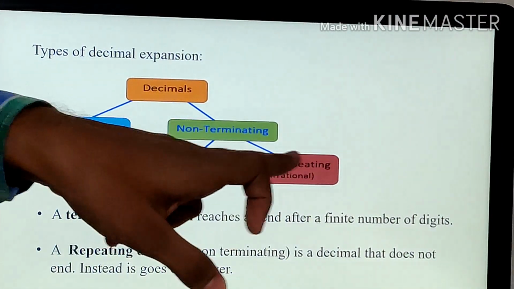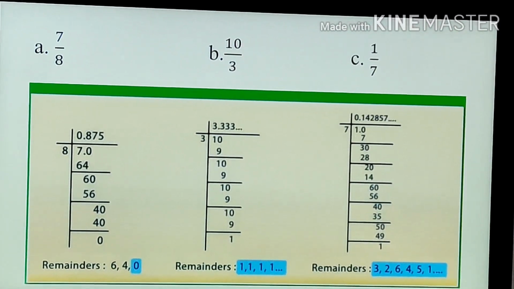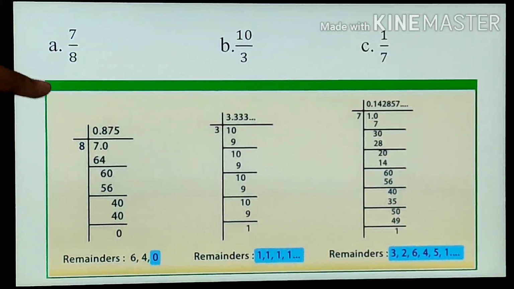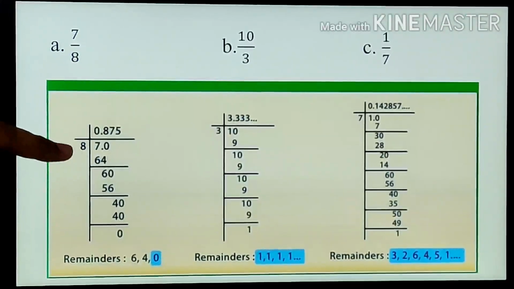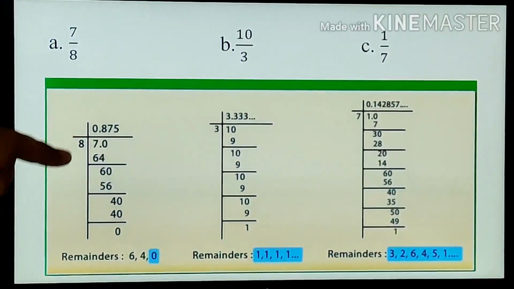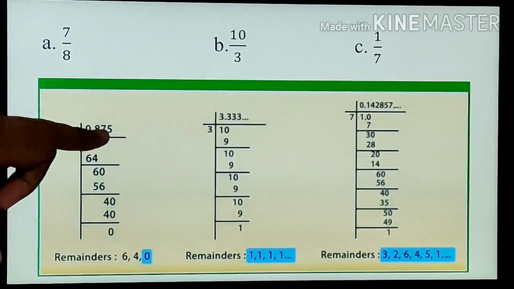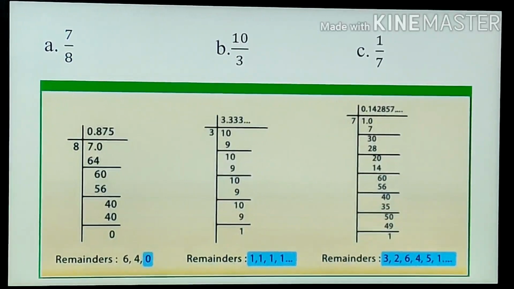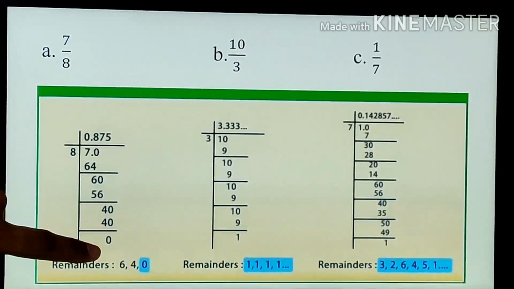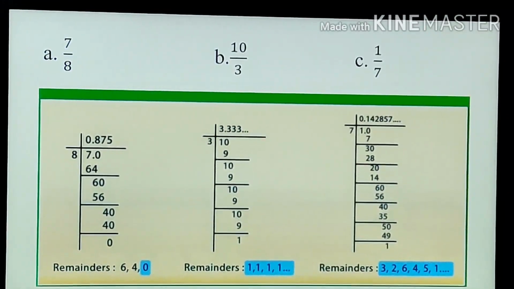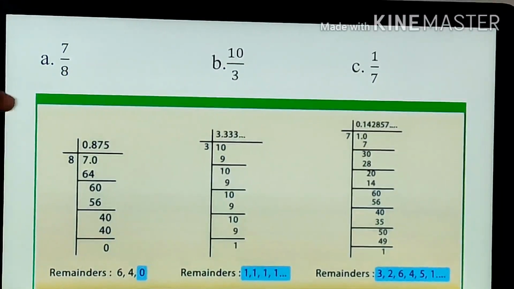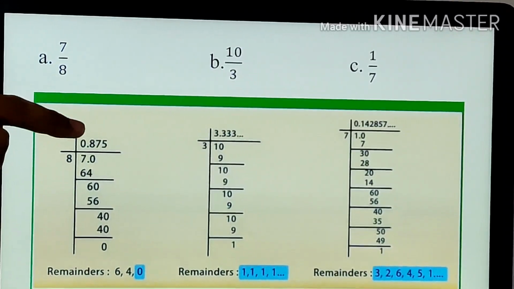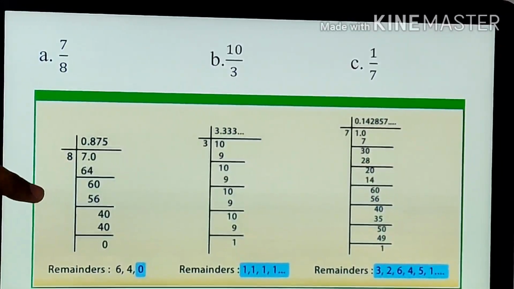Now I have given 2-3 examples. 7 by 8: when we divide 7 by 8, the answer will be 0.875. Here the remainder is 0, which means our solution is done. So the value ends at 0.875. So it terminates. So this is a terminating decimal expansion.